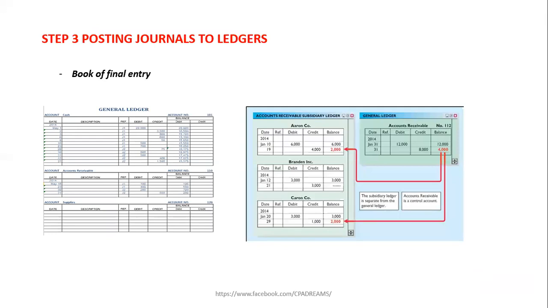Narito naman po tayo sa posting. So of course, after journalizing, papasok na ang posting. Ang tawag po sa posting is yung pagta-transfer ng amount sa general journal papunta sa tinatawag na general ledger. Kaya ito ang tinatawag na book of final entry. Ledger ay isa ring book na ginagamit ng accountant, no? Para for recording purposes. Okay, kaya may ledger para ma-maintain ang running balances ng isang account.